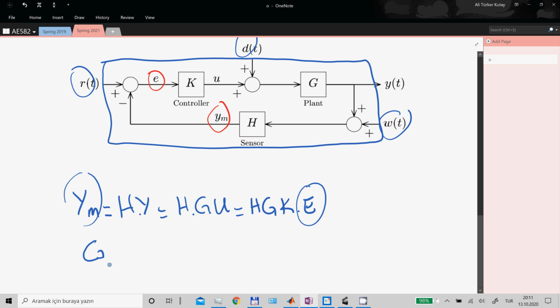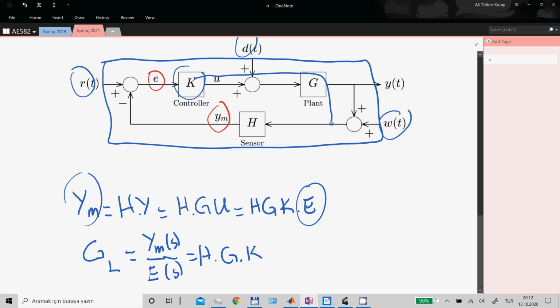We call this the loop transfer function. Let me denote it with G sub L. It is equal to Ym divided by E. These are the S domain functions, and that is equal to h times g times k. So this is the loop transfer function, and as you see here, it is all these transfer functions around the loop multiplied together.